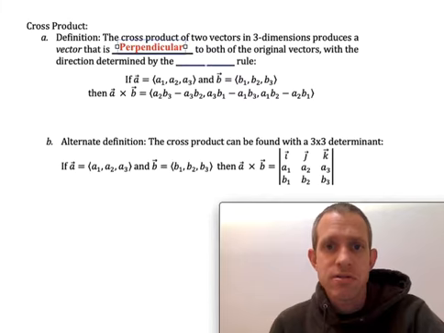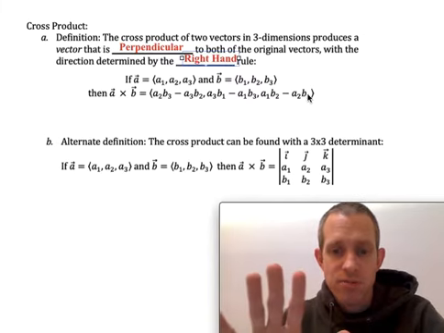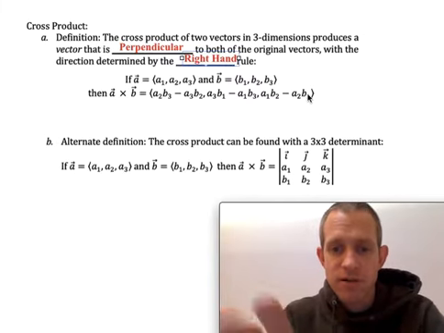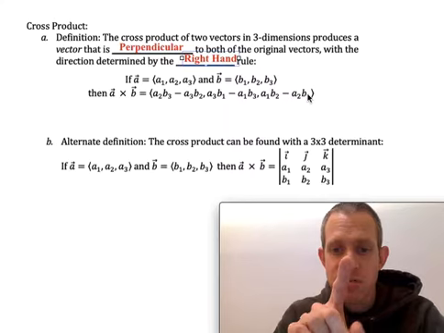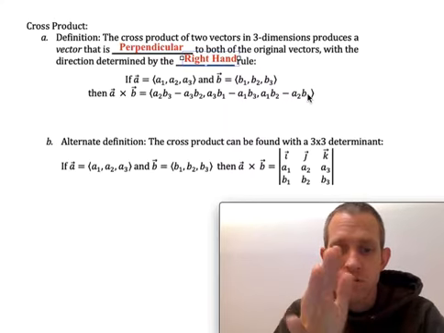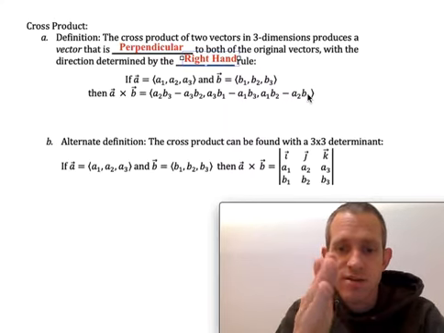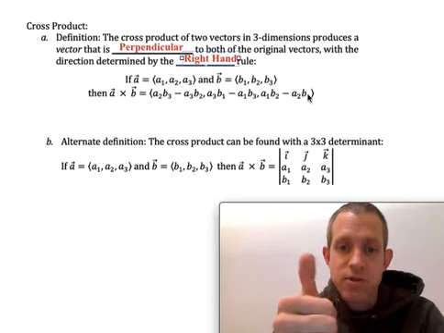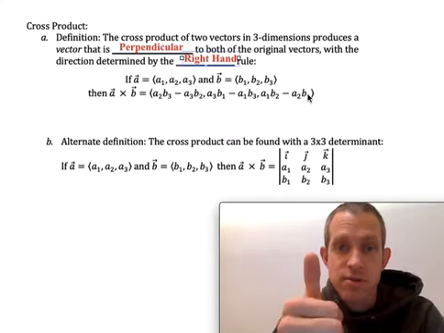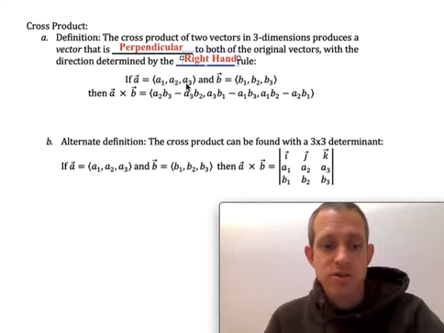And you determine the direction that vector is pointing based on the right-hand rule. The right-hand rule is if you grab your right hand and point your fingers towards the first vector, and you turn your palm towards the second vector, then your thumb is going to point in the direction of the cross product. Let me show you with GeoGebra a second.